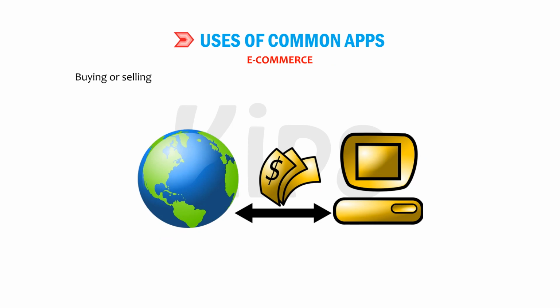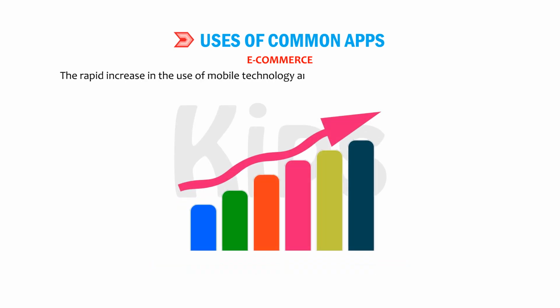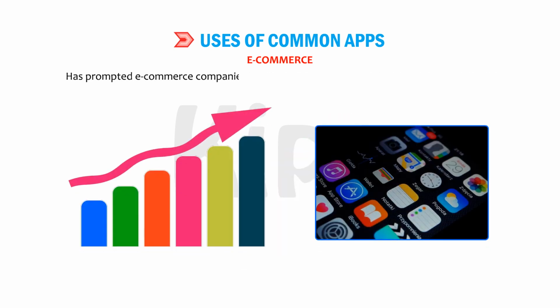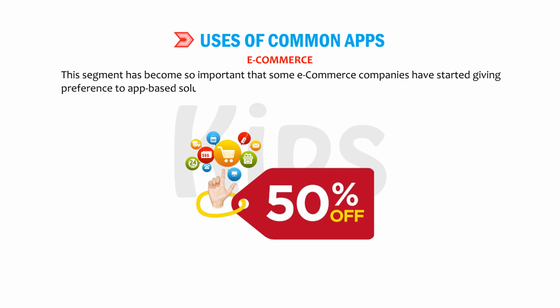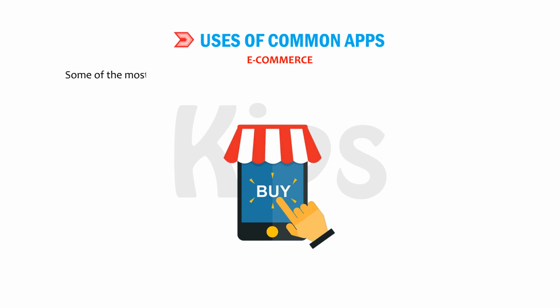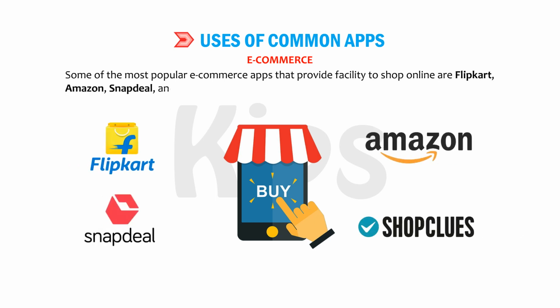E-commerce. Buying or selling of goods or services using electronic means is known as e-commerce. The rapid increase in the use of mobile technology and the desire of people to get things done quickly has prompted e-commerce companies to opt for mobile apps to supplement their business. This segment has become so important that some e-commerce companies have started giving preference to app-based solutions and are discounting their e-commerce websites. Some of the most popular e-commerce apps that provide facility to shop online are Flipkart, Amazon, Snapdeal, and ShopClues.